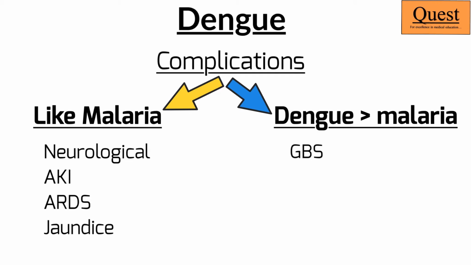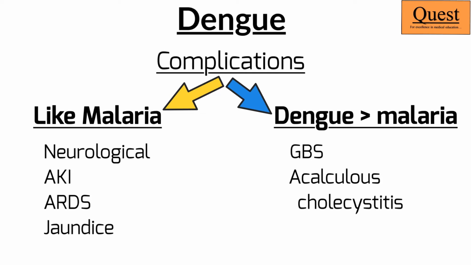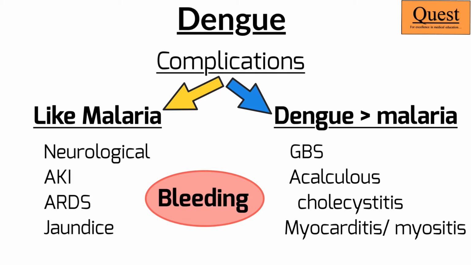Similarly, a common finding which might not be symptomatic is patients can have acalculous cholecystitis. This could be a finding to watch out for on a sonography if done. Patients, as I have already said, can have myocarditis but can also have myositis, which can lead to myalgias and sometimes elevated muscle enzymes. And of course, the bleeding disorder is much likely in dengue than in malaria.